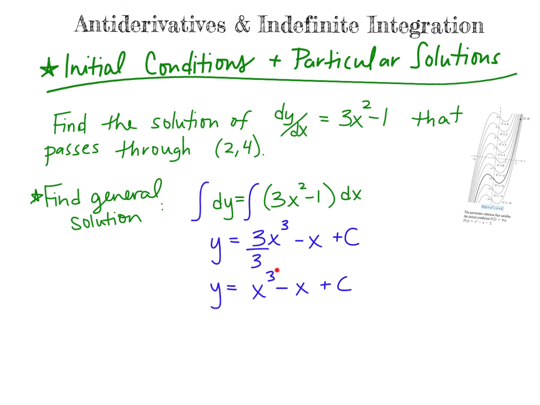The derivative of x cubed is 3x squared. The derivative of minus x is minus 1. The derivative of a constant is nothing. So this works. This is our general solution to this differential equation.